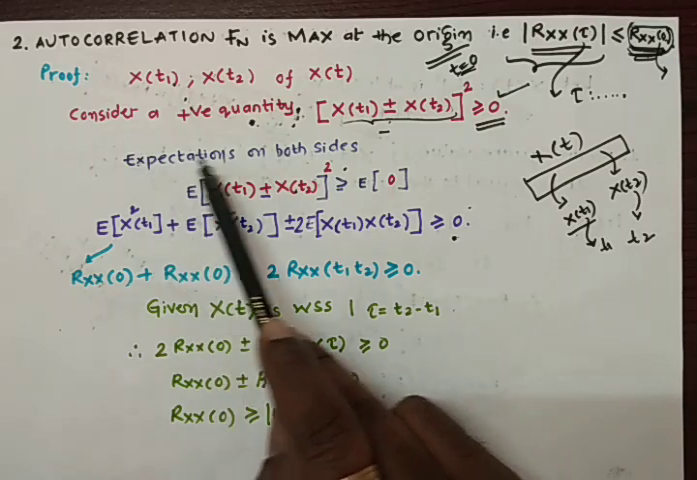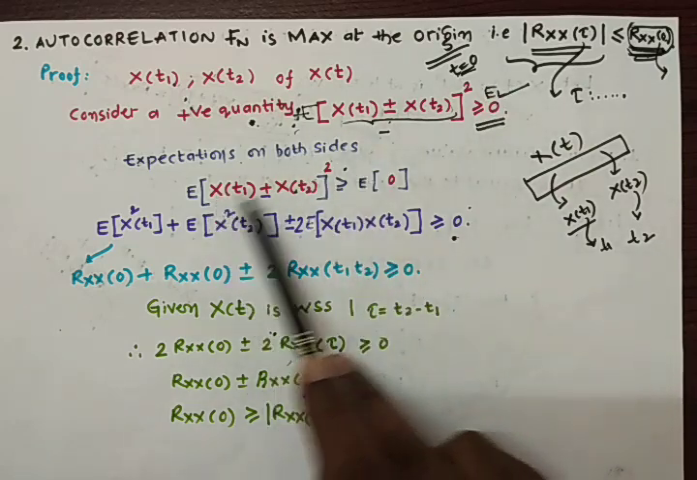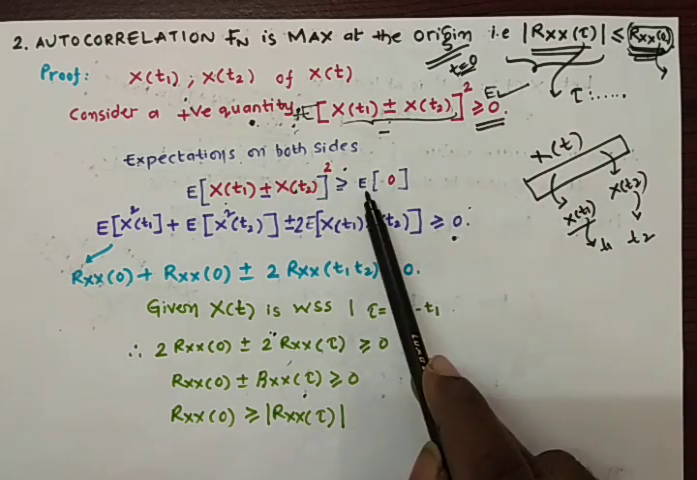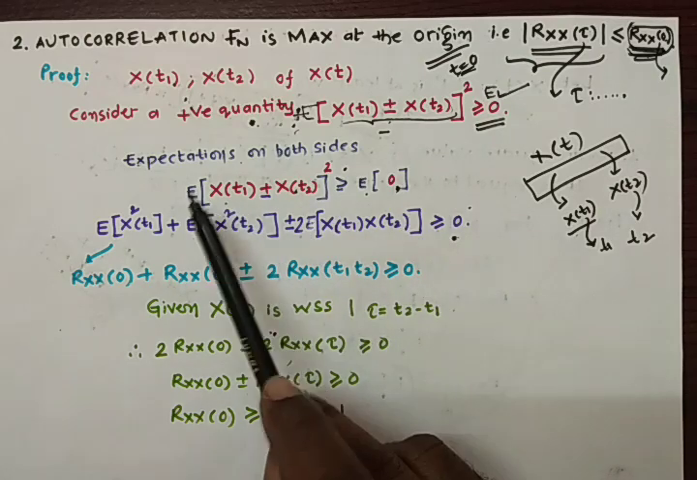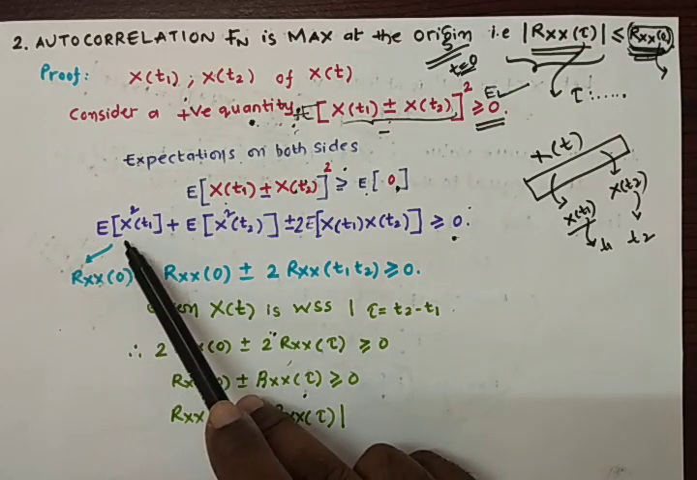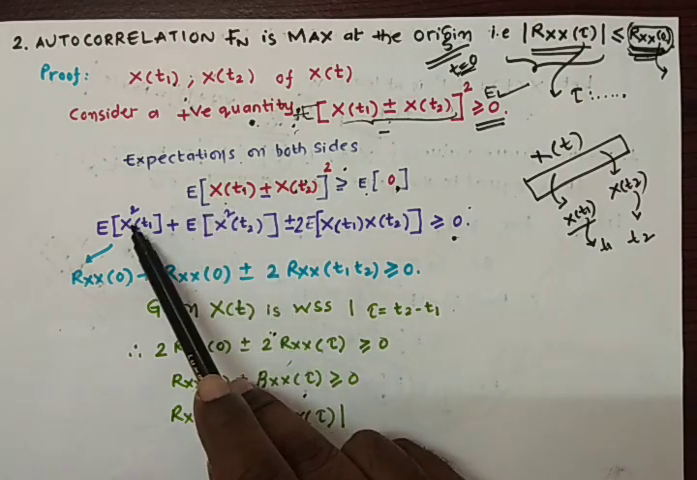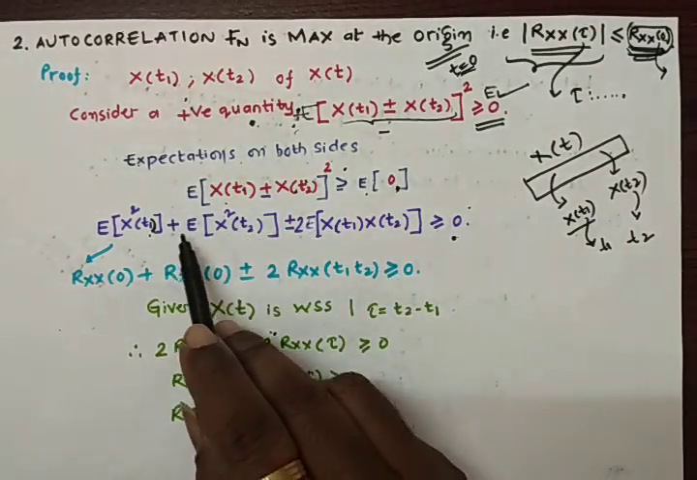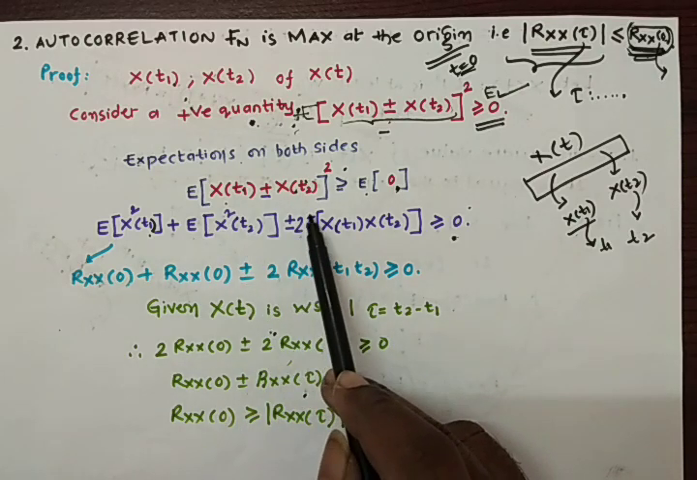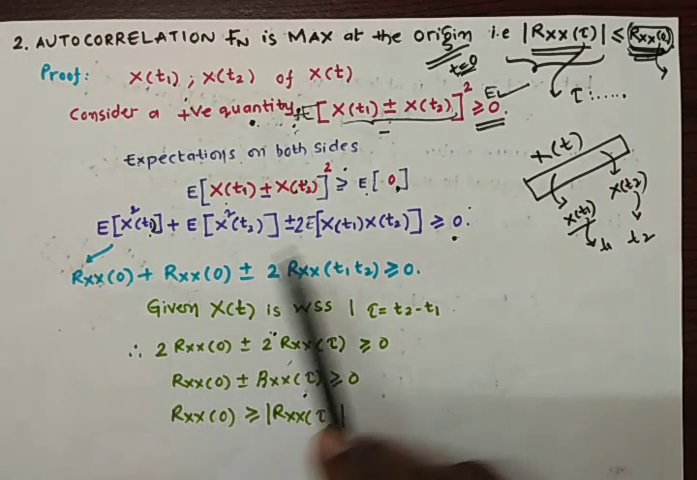Now I am taking the expectation on both sides, so E of something on both sides. E of x of t1 plus or minus x of t2 and whole square is greater than or equal to the expectation of 0. This is in the form of a plus b whole square. We can convert that into E of a square plus b square plus 2ab, we know that. So I am converting: E of x square of t1 plus E of x square of t2 plus or minus 2 into ab, that is this into this, applying the expectation on each term.